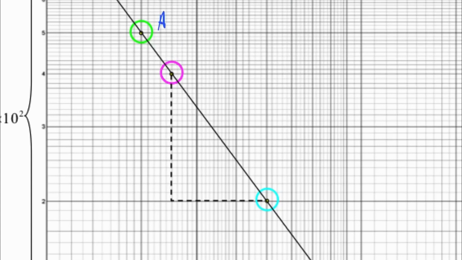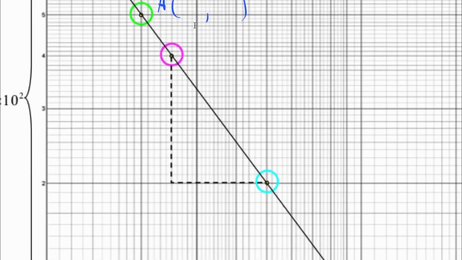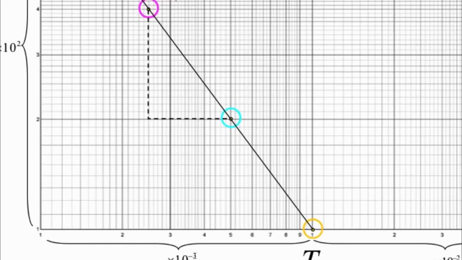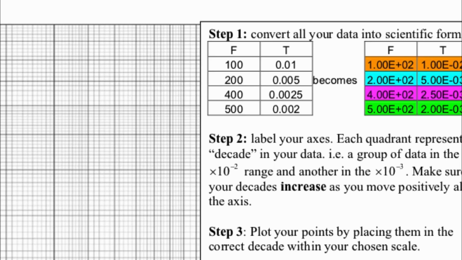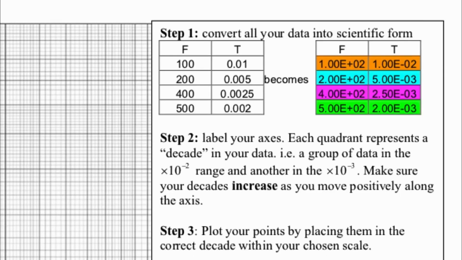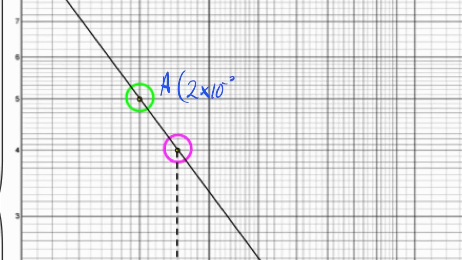I will call this point A, and then you have to put in its coordinates. Now, you don't actually have to put the scientific notation values in. You can actually use the raw values if you like, if they're easier to work with. So the green point, that was the 2 to the negative 3, and that would be 5 times 10 to the 2. So you could use 0.002 and 500, or if you prefer, the scientific notation, six of one, half a dozen of the other. So I'll just do the scientific notation.